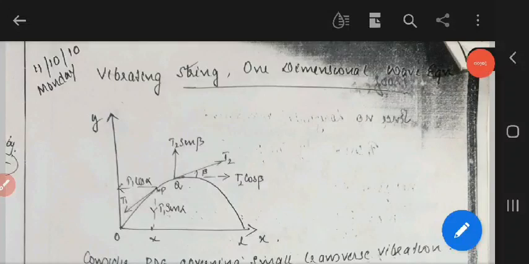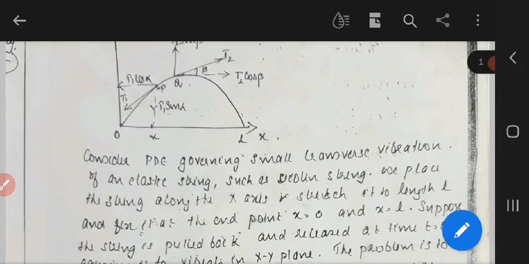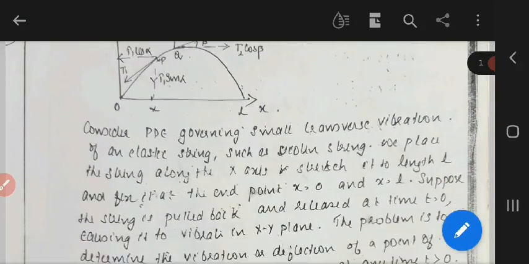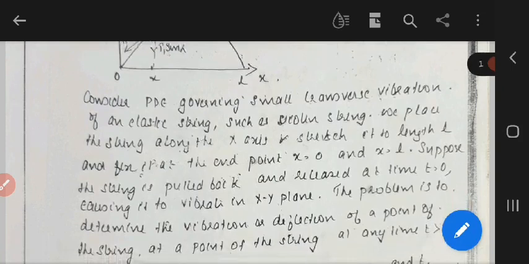Today we will start the vibrating string, that is, the PDE, partial differential equation governing the vibration of given strings. Okay, so the conditions are: we are considering the transverse vibration of an elastic string, such as a violin string. What we are doing here is placing the string along the x-axis and stretching it to length L, and the string is fixed at both ends, x equal to 0 and x equal to L.